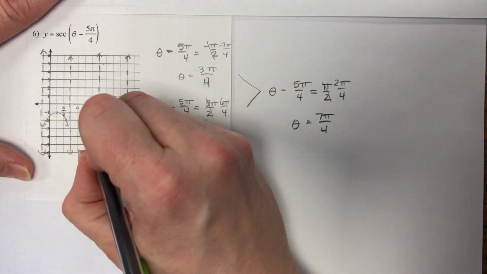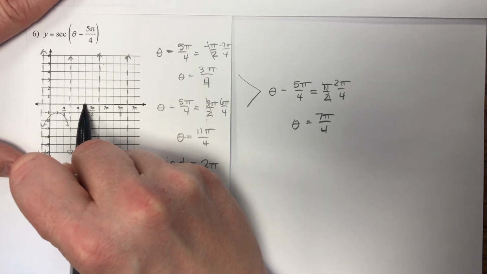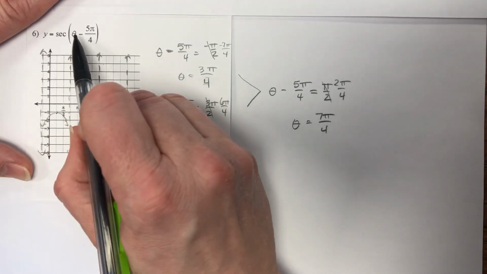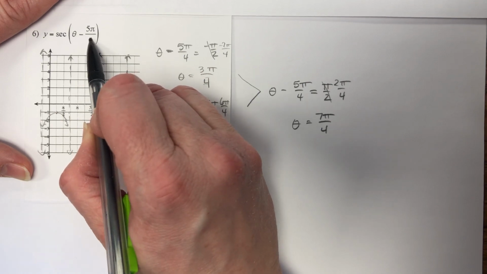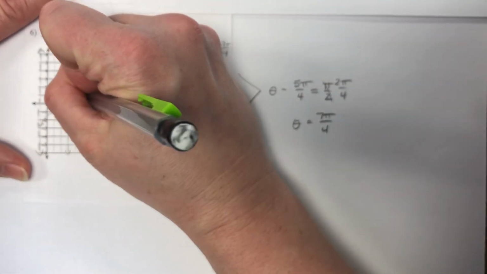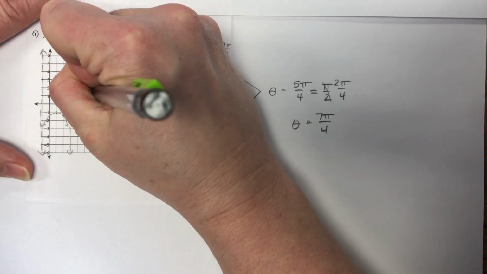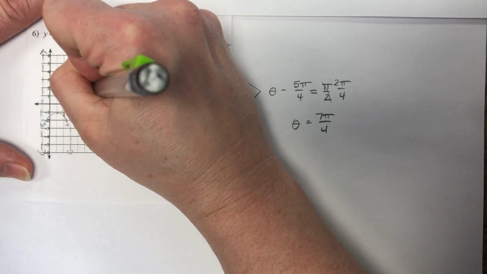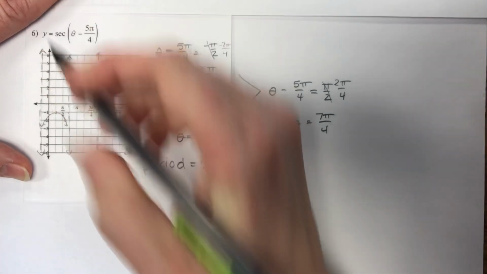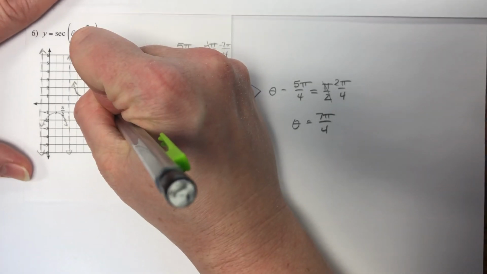And then here, if I go halfway in between, this is going to be 5 pi fourths. Well, 5 pi fourths minus 5 pi fourths is 0. Cosine of 0 is 1, so the secant is also 1. And now we know the pattern, so I can just continue down here.